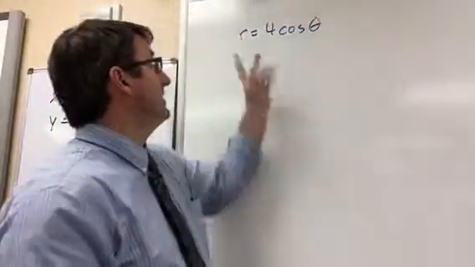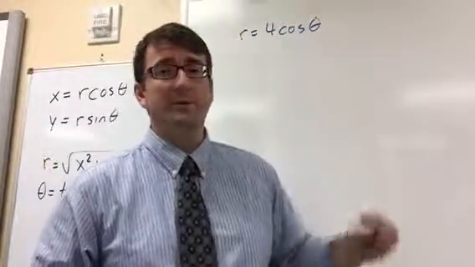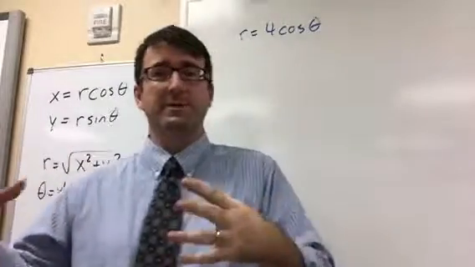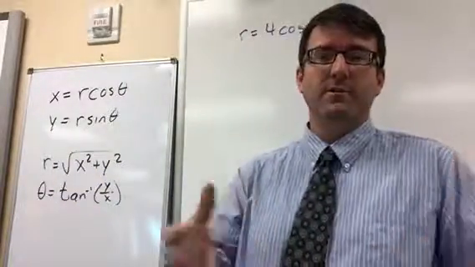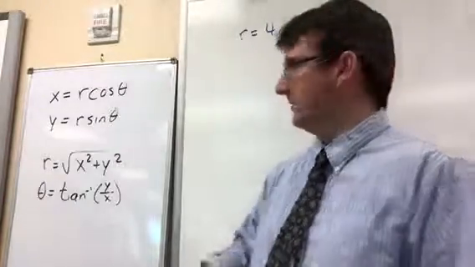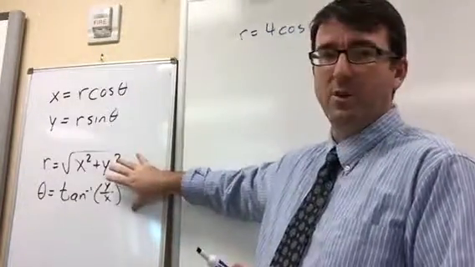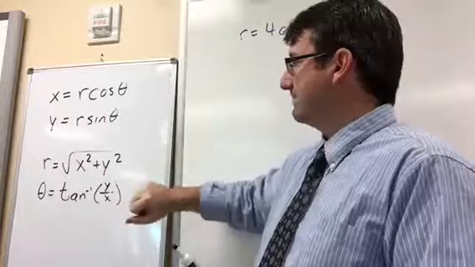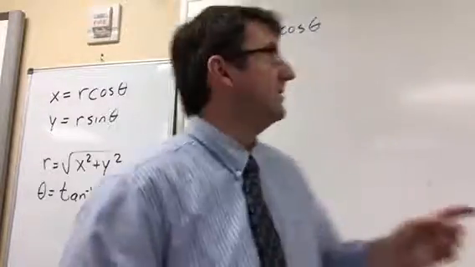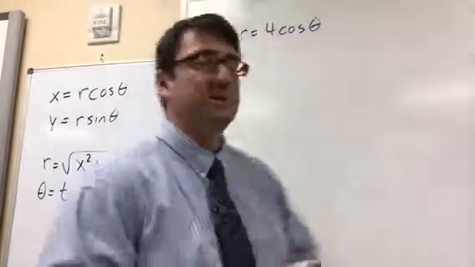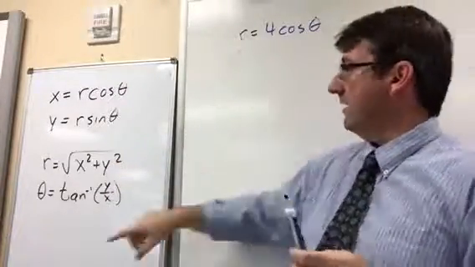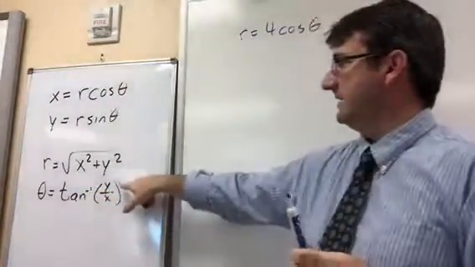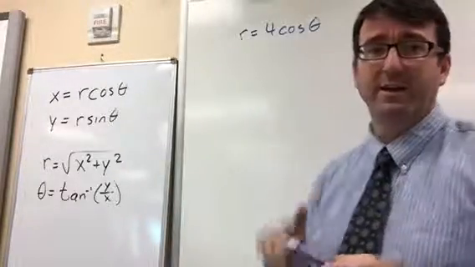Number 7, we have the equation r equals 4 cosine of theta. We're asked to convert this from polar form to rectangular form. So converting from polar form to rectangular form, we're generally going to use these equations here. And we could plug in square root of x squared plus y squared in for r, and we could plug in inverse tangent of y over x for theta.